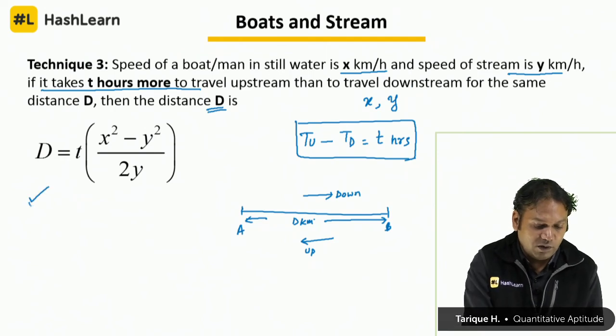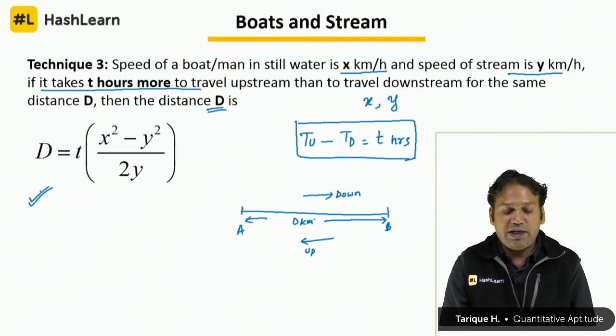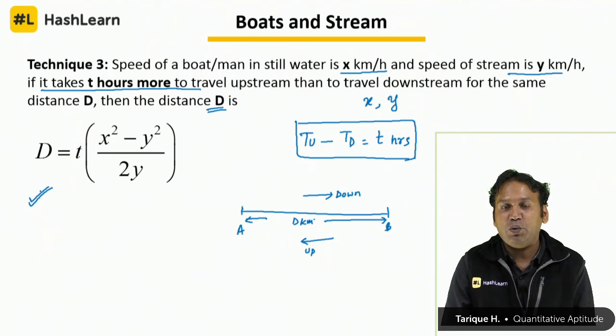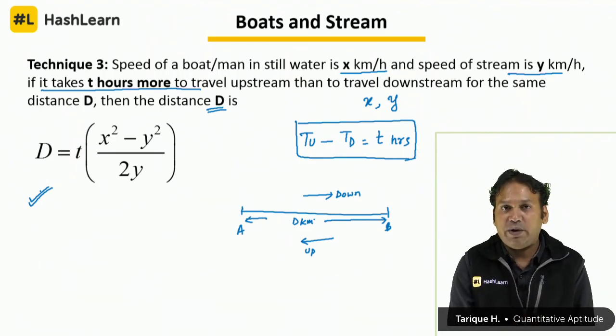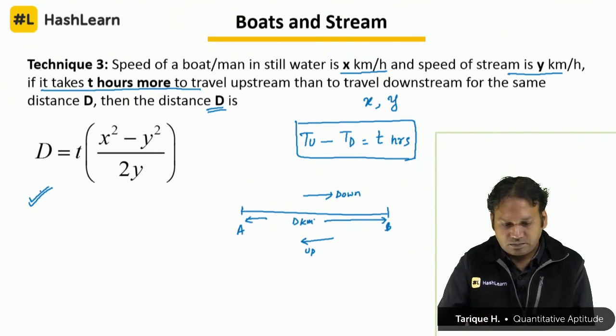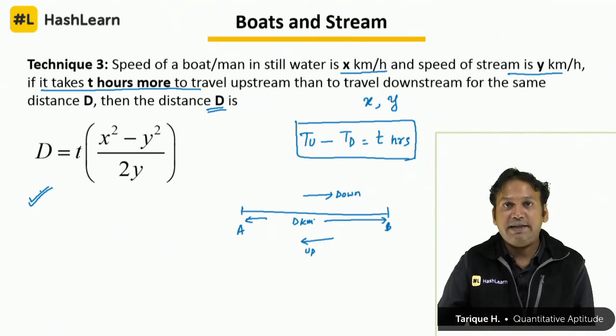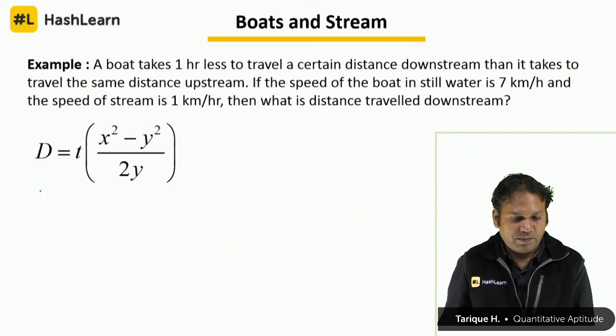Put everything in this formula. D is equal to t into x square minus y square by 2y. One formula and no extra calculation required, in one step you will get the answer. So let us see an example question based on this formula.